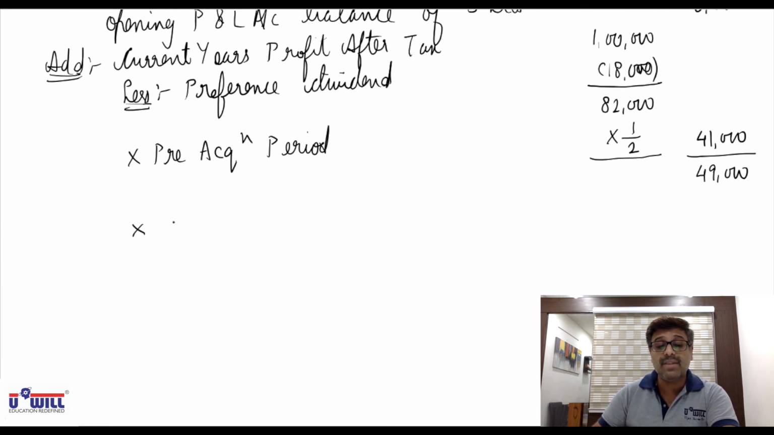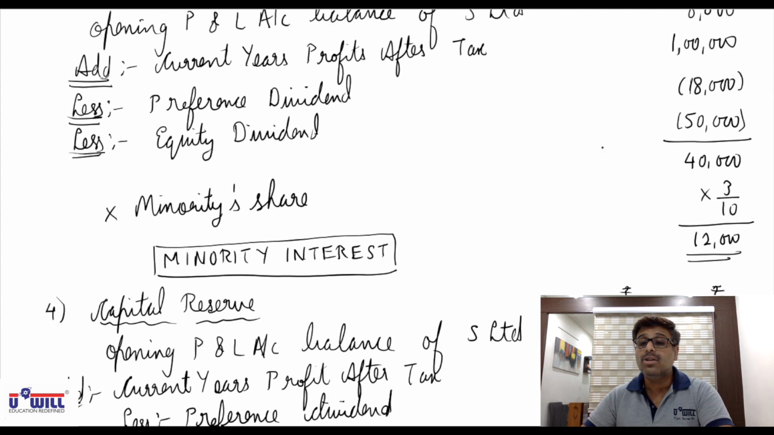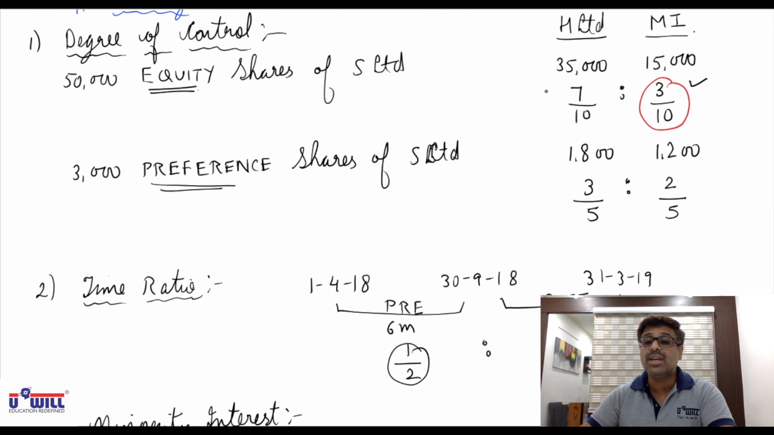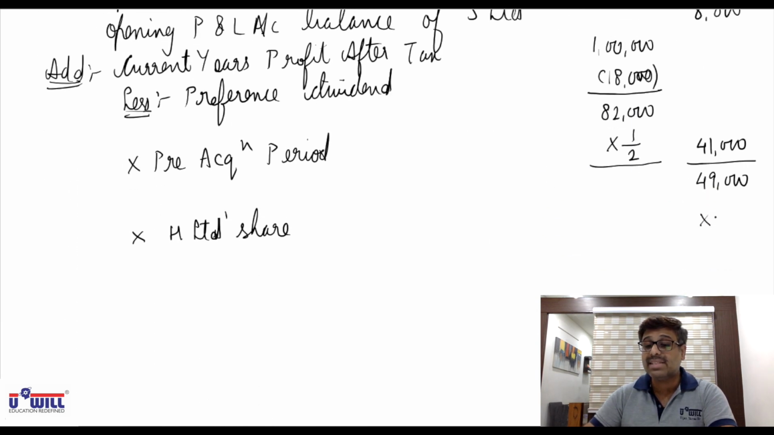In this further we have to multiply H Limited's share. Right now these are the profits available for equity shareholders. We have subtracted preference dividend. So holding company's share of equity degree of control we will take, which is 7 by 10. So this we will multiply with 7 by 10.